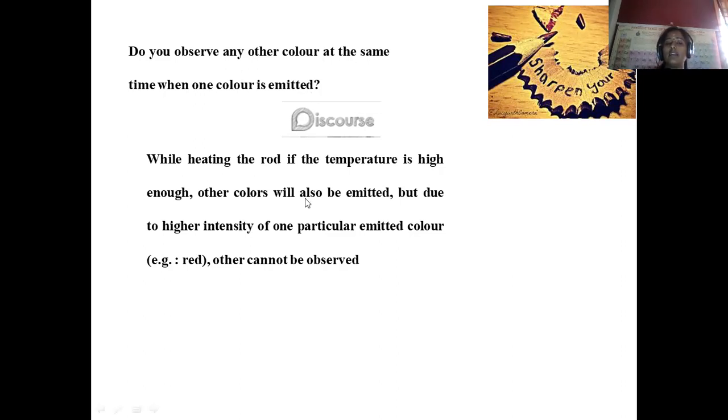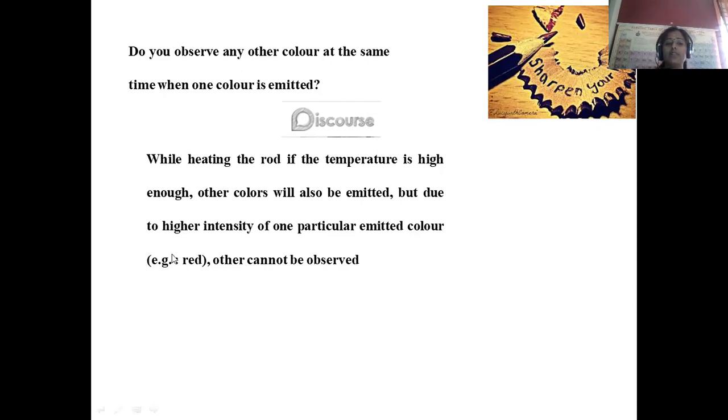Because the color that is emitted has a higher intensity when compared to all the remaining ones. That's the reason why only one color predominates. Even though all the other colors are also emitted, only one color is clearly visible to our eye, and the remaining are not observable. So that's the reason why, along with one color, some other colors are also visible when we are raising the temperature.